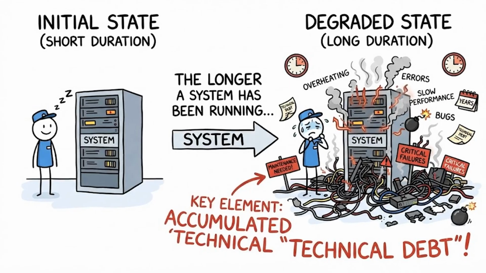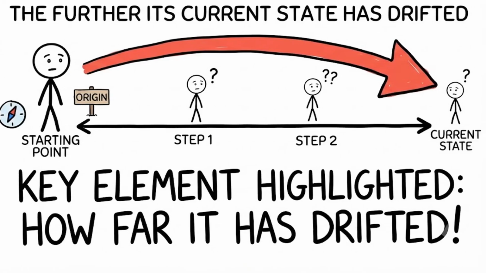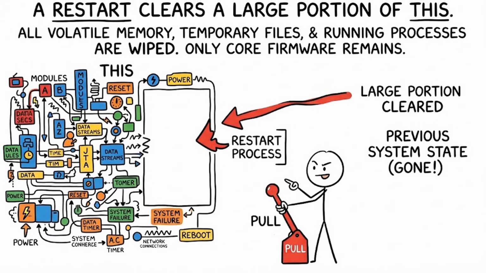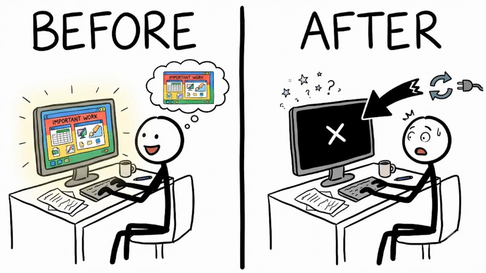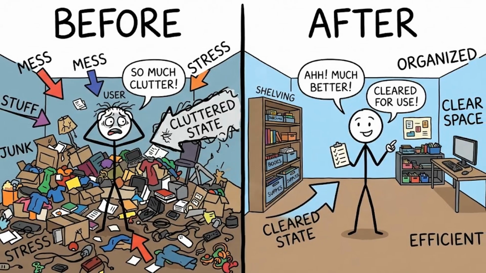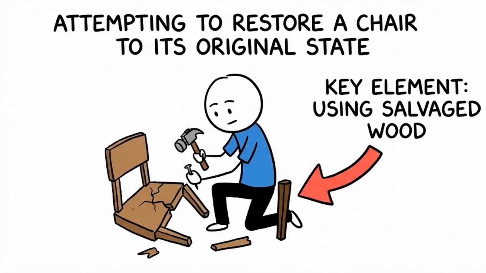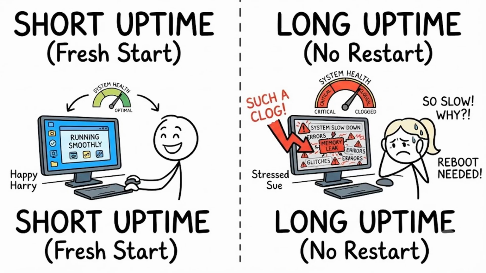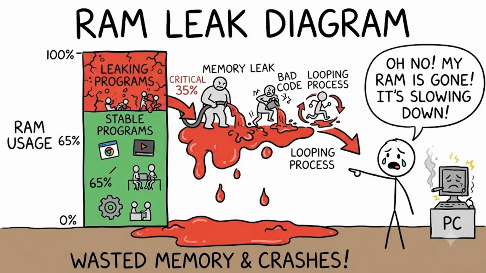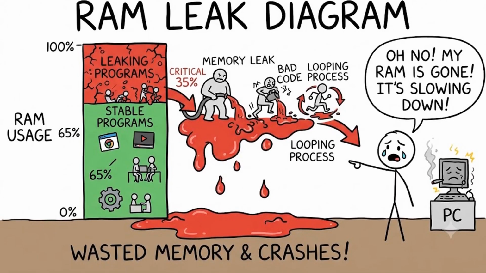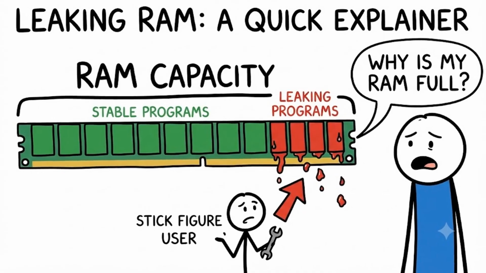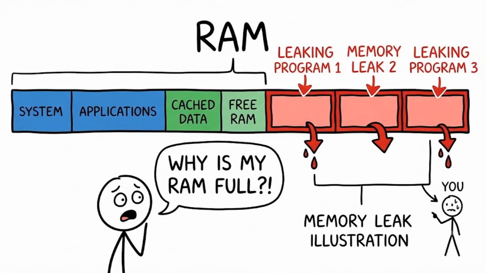The longer a system has been running, the further its current state has drifted from the clean, tested state the developers expected. A restart clears a large portion of this. Not everything persists through a restart. Some files are designed to survive, but enough is cleared that the system returns to something close to its original state. The longer a computer runs without restarting, the more this state divergence accumulates. Software is tested over short periods. Real computers are used for months without stopping. The gap between the tested environment and the live environment grows.